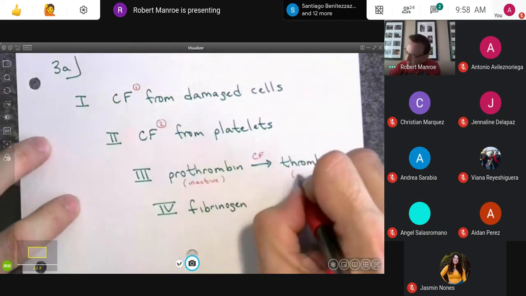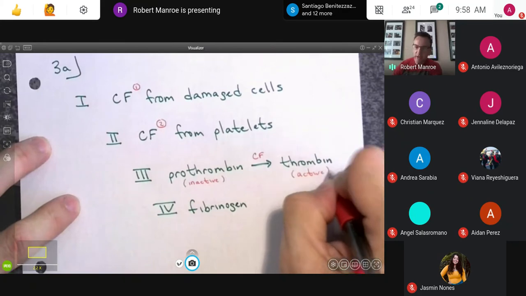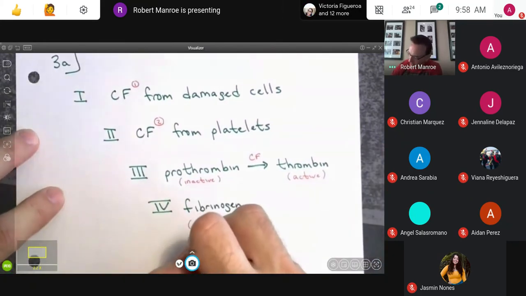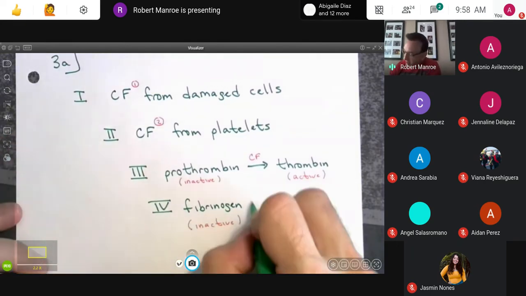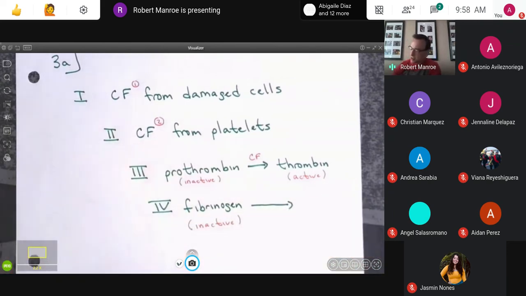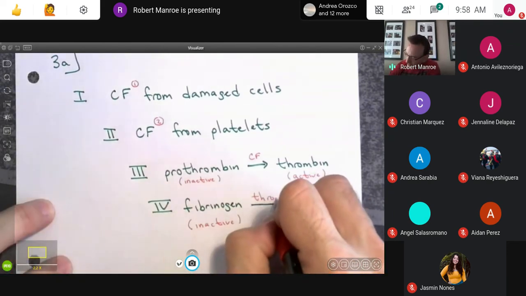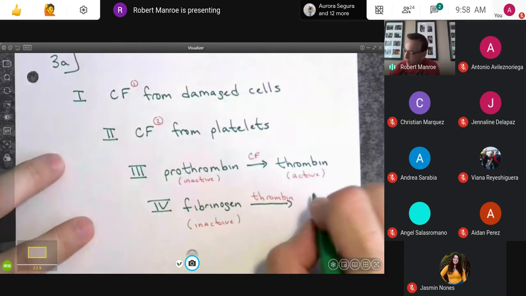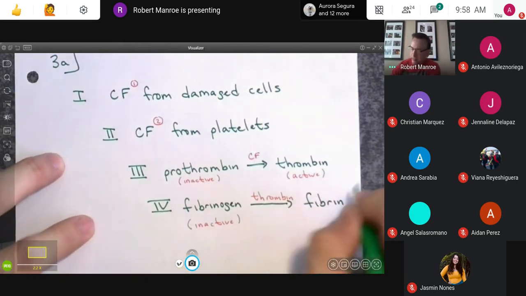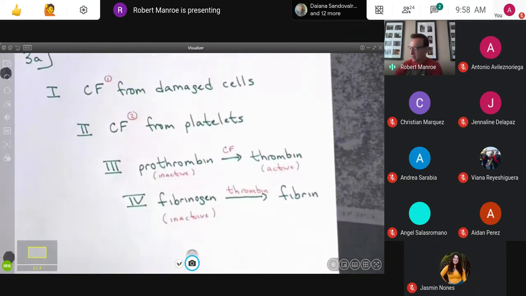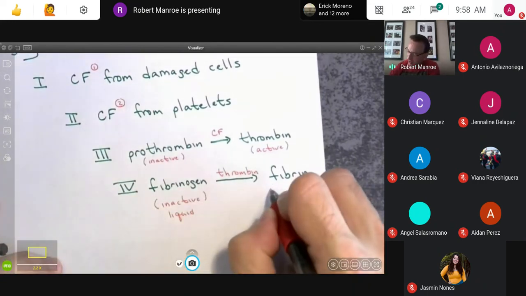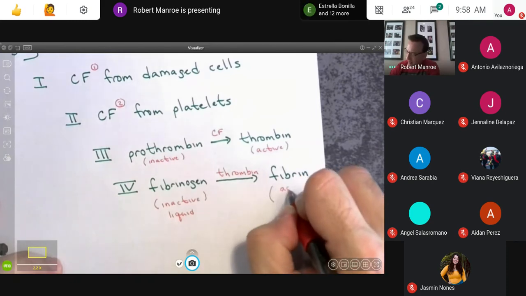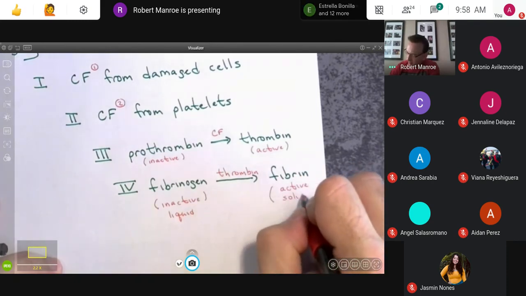Oh, and I didn't label this as active. Fibrinogen floats around in your blood all the time, but it's inactive. And when fibrinogen is stimulated by high concentrations of thrombin, fibrinogen forms a protein called fibrin. Now, fibrin is called fibrin because here it's a liquid. This is so cool. This is an inactive liquid. And when fibrin is activated, it becomes a solid.